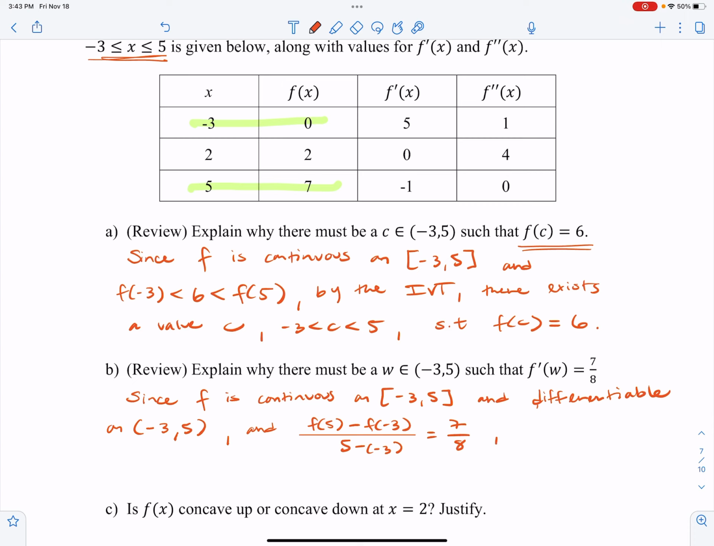So therefore, by the mean value theorem, there exists a value w on the open interval, which if you want to use from -3 to 5, or you can use inequality notation, your choice. So there exists a value w on the open interval such that f prime of w would be equal to 7/8.